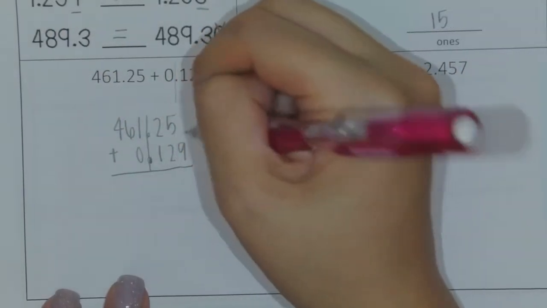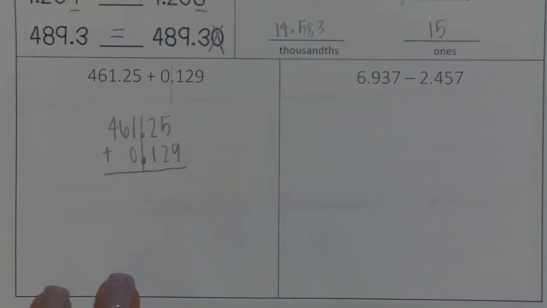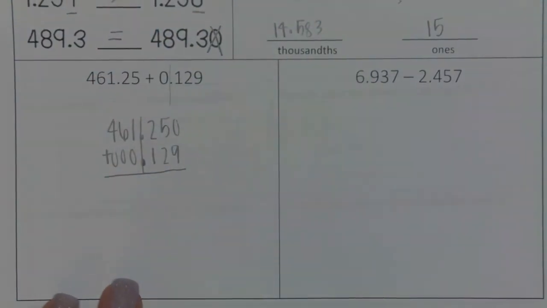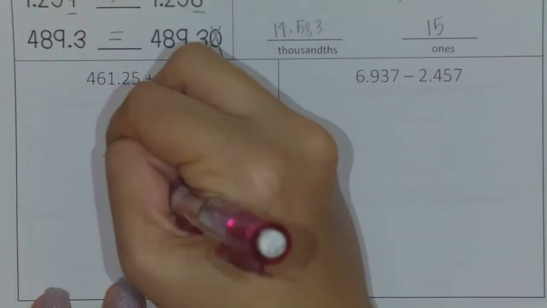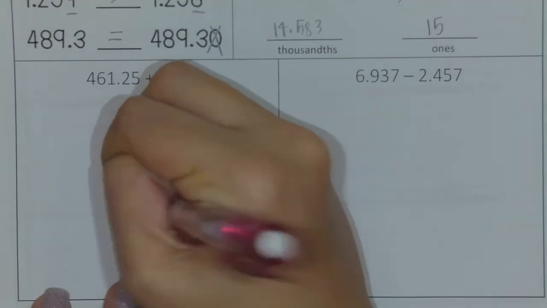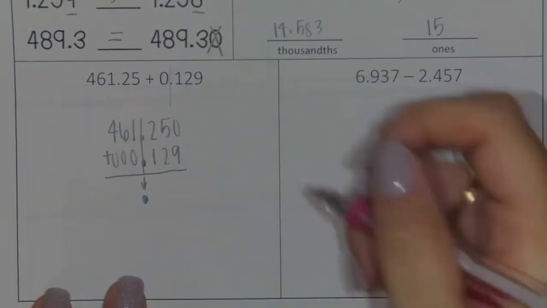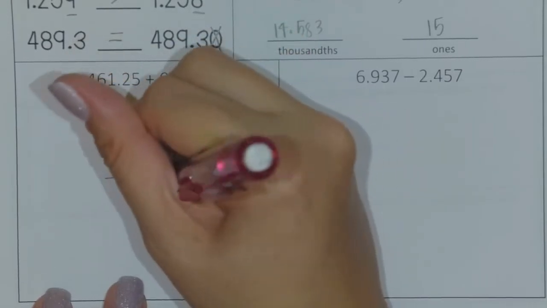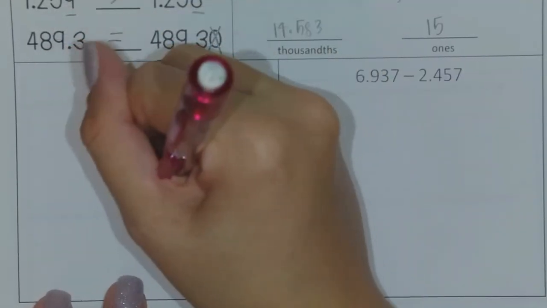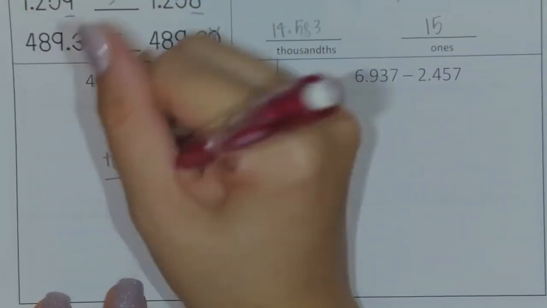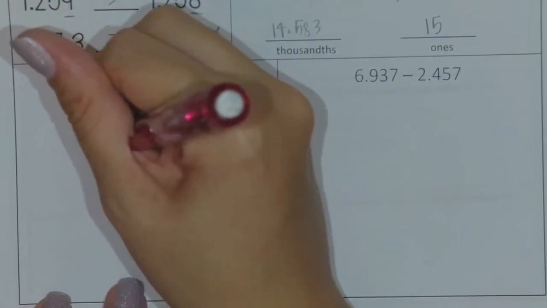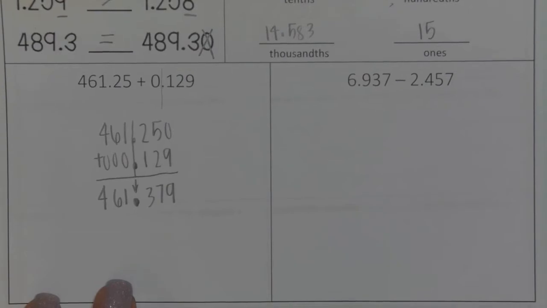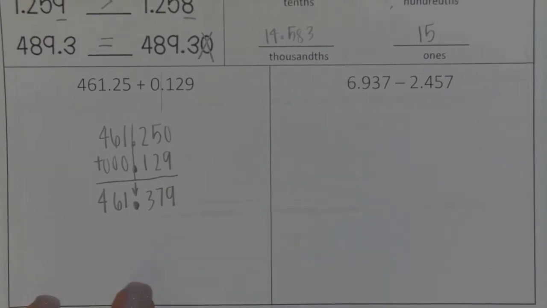Now, when I add these together, I want to make sure that there are no numbers hanging out by themselves. So I'm going to use zeros as placeholders. Unnecessary zeros are okay here. So my decimal is going to get dropped straight down. I'm going to go ahead and do that now so I don't forget. And then I just add like normal. So I have 0 plus 9, which would be 9. 5 plus 2 is 7. 2 plus 1 is 3. 1 plus 0, 1. 6 plus 0 is 6. And 4 plus 0 is 4. So I get a final answer of 461 and 379 thousandths.